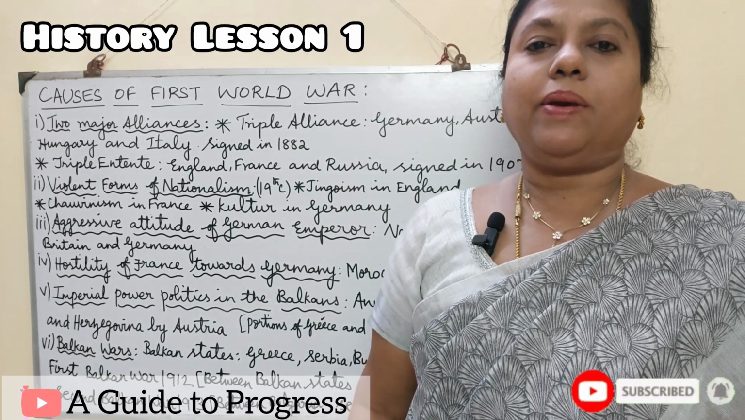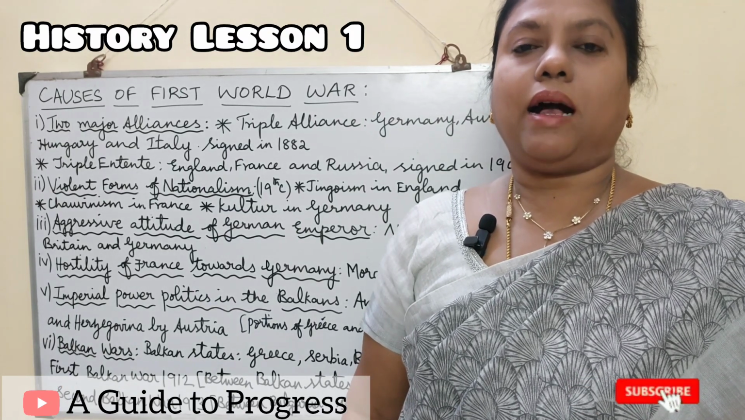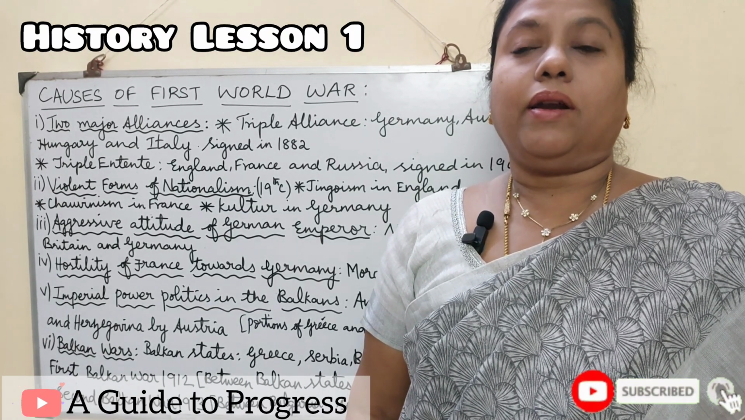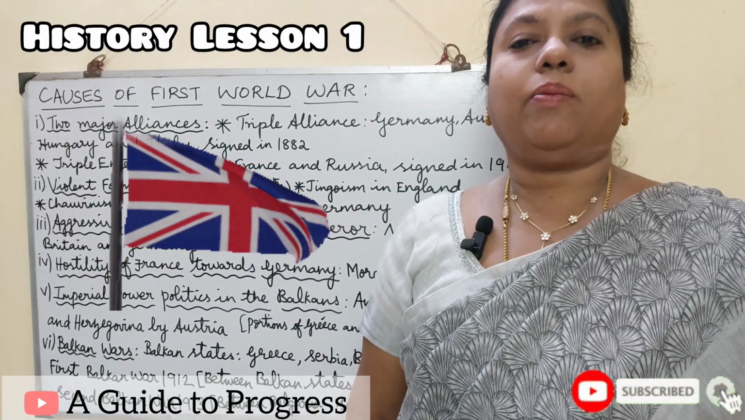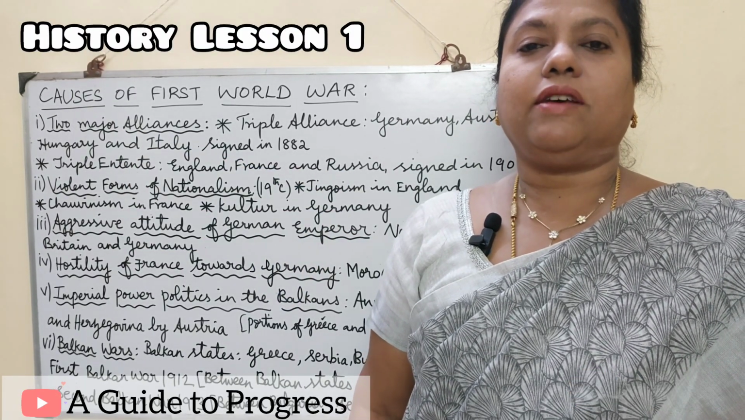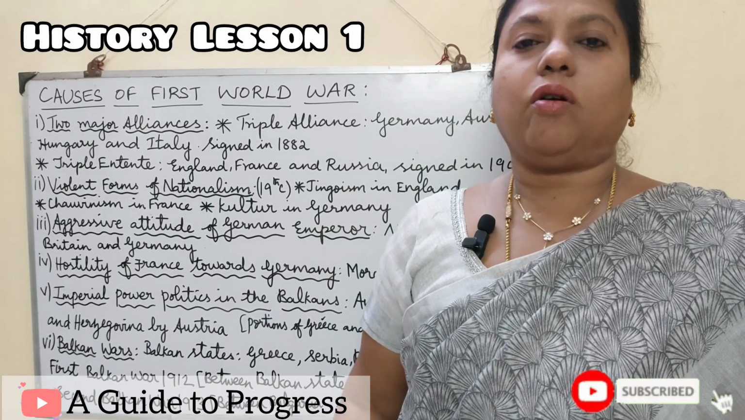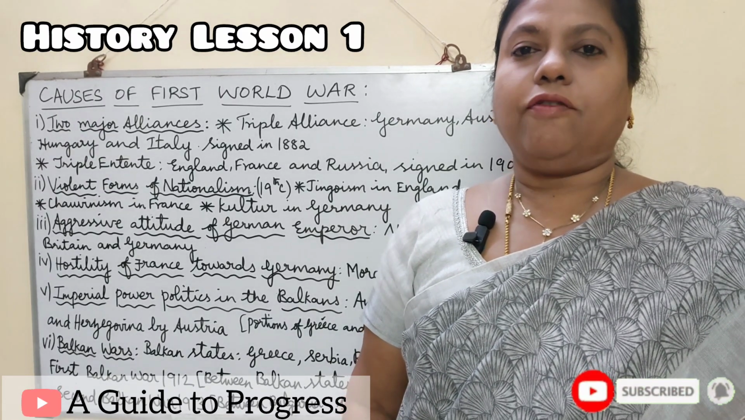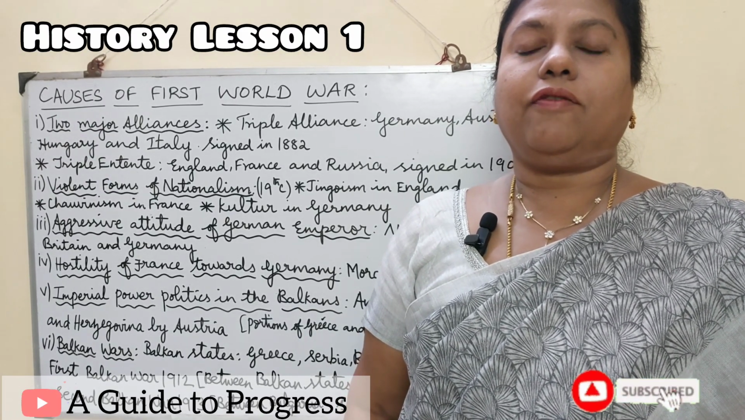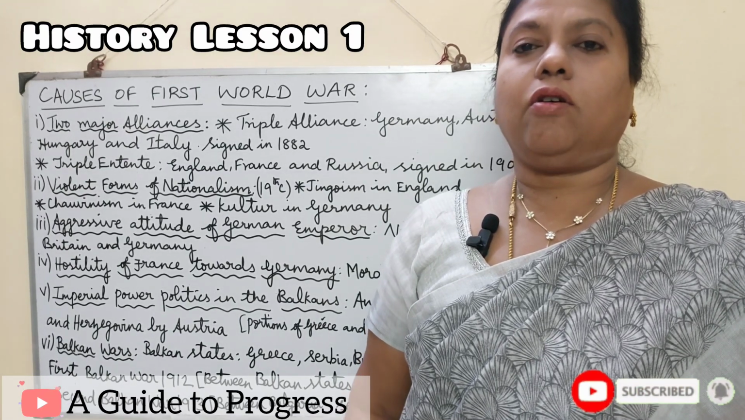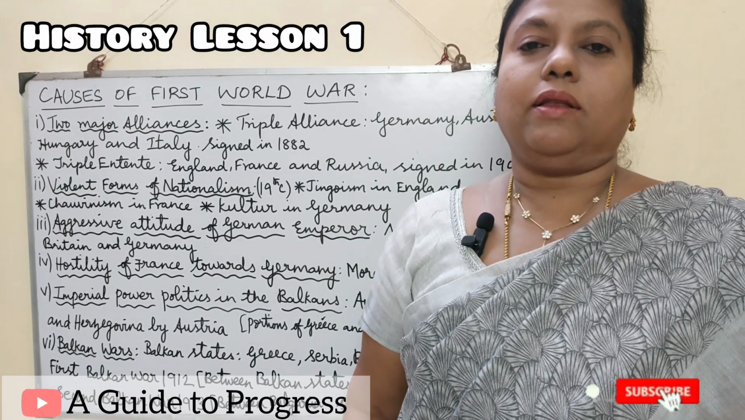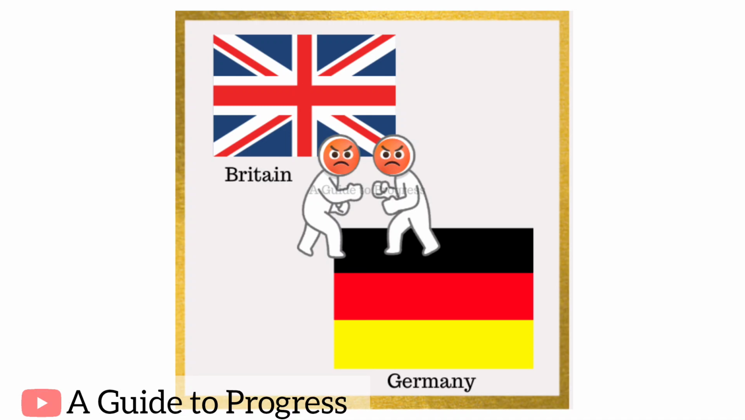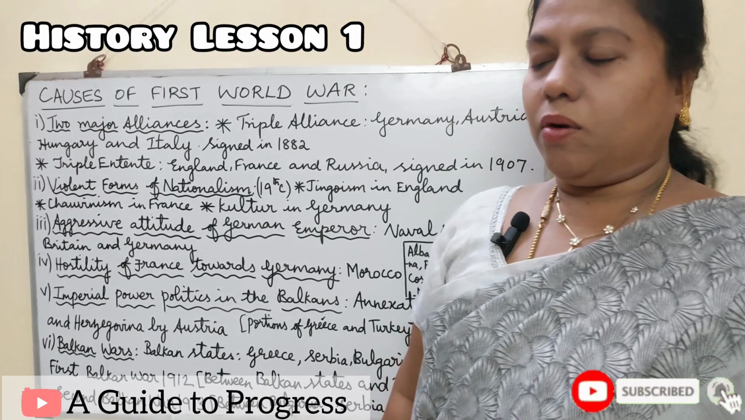So they started developing their navy as well as the army. But already Britain was the queen of the seas. She was very strong in naval power. So both of them developed their navies, made them strong enough to face any opposition or any war. So enmity developed between Germany and Britain. This contributed to the First World War.